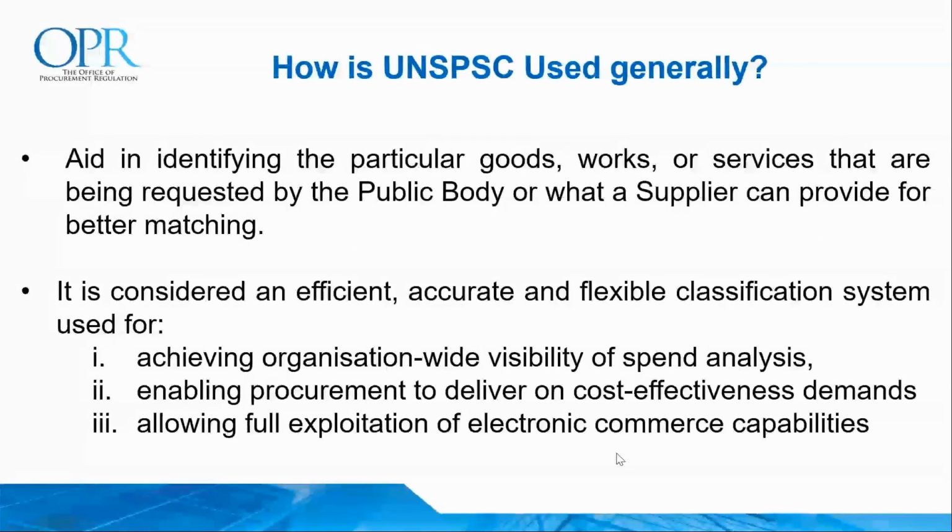So how is the UNSPSC used generally? It is used as an aid in identifying the particular goods, works, or services that are being requested by the public body and also by the supplier, indicating what they can provide for better matching between public bodies and suppliers. It is considered an efficient, accurate, and flexible classification system that is used for achieving organization-wide visibility of spend analysis, to enable procurement to deliver on more cost-effective demands, and also for allowing full exploitation of electronic commerce capabilities.